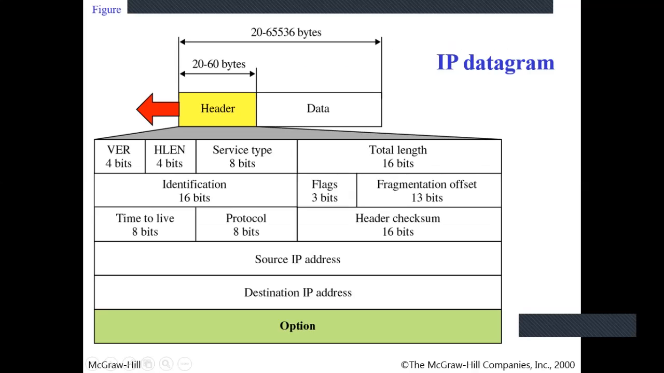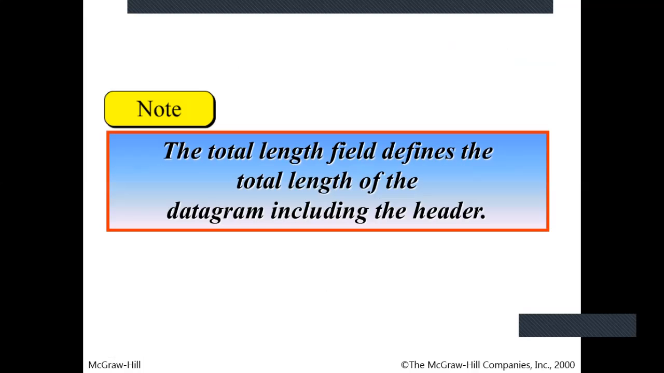Now the next field is the total length field. The size of this particular field is 16 bits. The total length field basically defines the length of the header plus data. Clear? The total length field defines the total length of the datagram including the header. We always pronounce this particular IPv4 packet as an IP datagram.